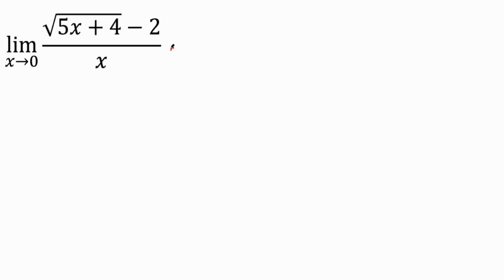One thing we can do is multiply by the conjugate. So what we're going to do is keep the square root. We're going to keep the square root. So we're going to have 5x plus 4. And we're going to do the opposite of negative, which is positive 2. And we're going to do the exact same thing for the denominator. So I'm just going to rewrite it.